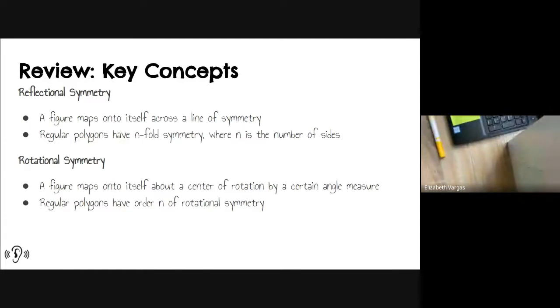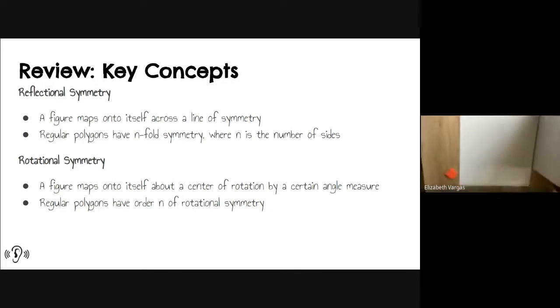Okay. So let's see. Let me get a bigger paper, one second. Oops, one second.